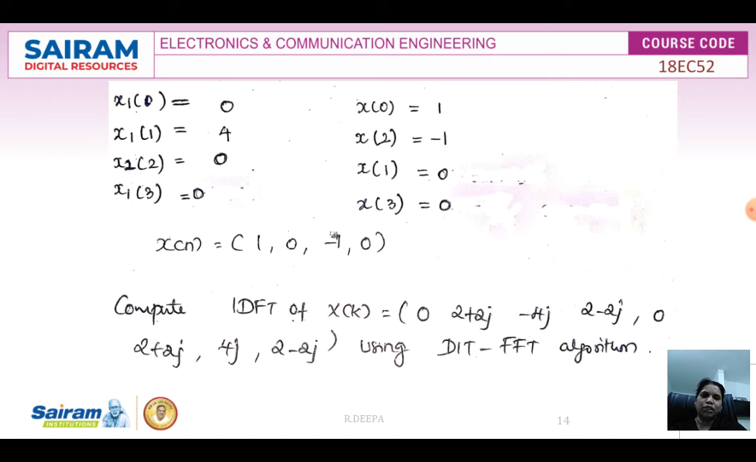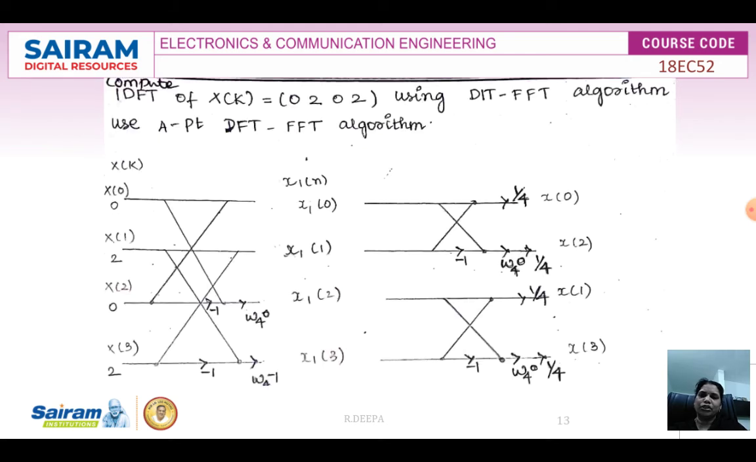So we are getting the output as x of 1 is equal to 0 and x of 3 is equal to 0. Once we get the output of the final stage, you have to take down the output and rewrite it in normal order. So the normal order is x of 0, x of 1, x of 2 and x of 3. So it becomes 1, 0, minus 1 and 0. So this is about computation of 4-point IDFT using the DIT FFT algorithm.